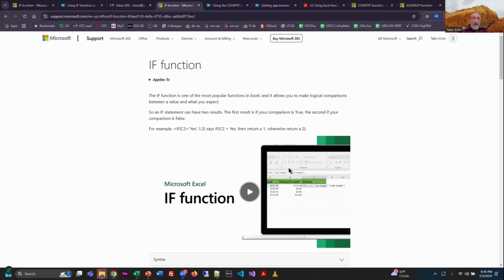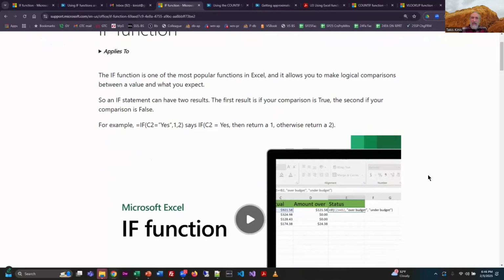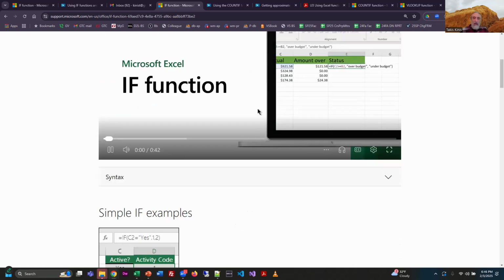And here, let's read up on this. It says, the if function is one of the most popular functions in Excel, and allows you to make logical comparisons between a value and what you expect. So an if statement can have 2 results, right? Okay, programmers, you know what these are. One is if your comparison is true. Second, if your comparison is false. So for example, if C2 equals yes, then return a 1, otherwise return a 2. That's what it's really saying. So that's the basic formula, and I'll explain how that works, but let's watch a super quick little video here.